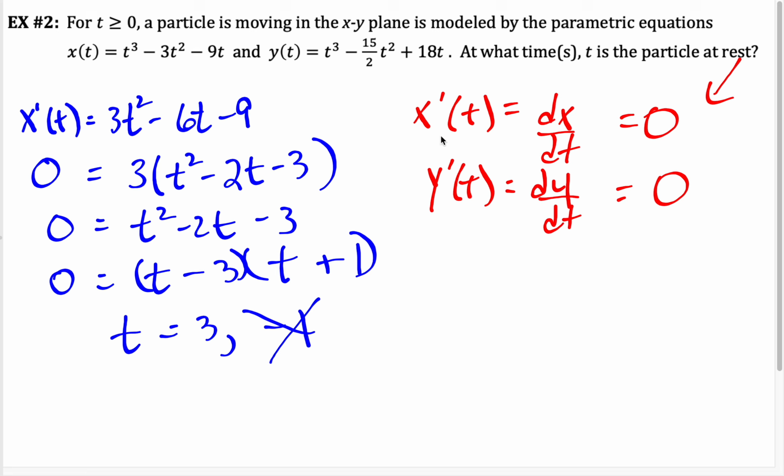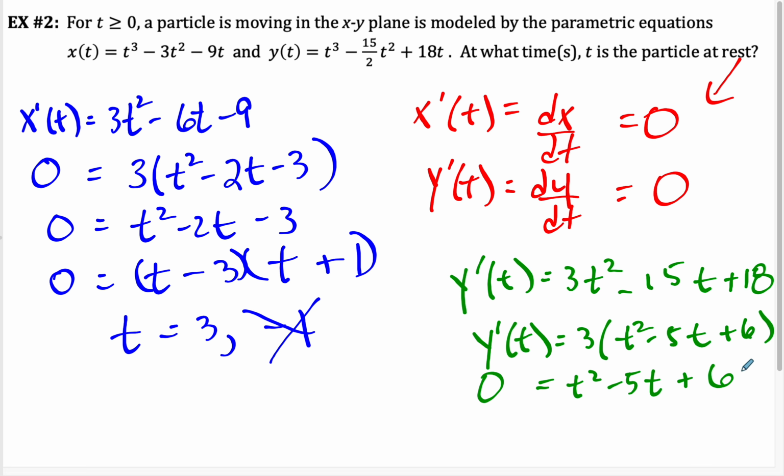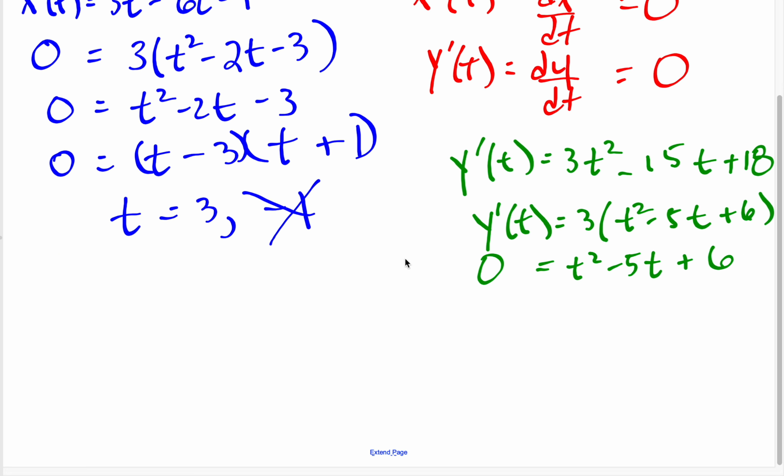All right, let's change our color, and now let's find y prime of t. So that's 3t squared, and that will be minus, if I bring this 2 in front, those 2's will cancel. And I'm going to factor out a 3, and I get t squared minus 5t plus 6. And I better set that equal to 0 because that's what we're looking for. When y prime of t is equal to 0, the particle is at rest.